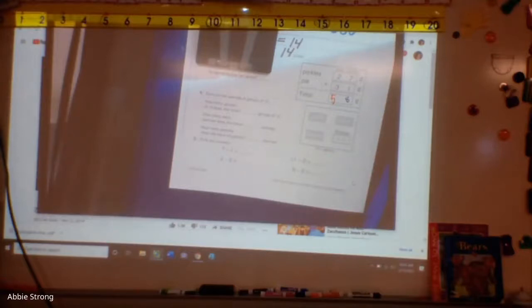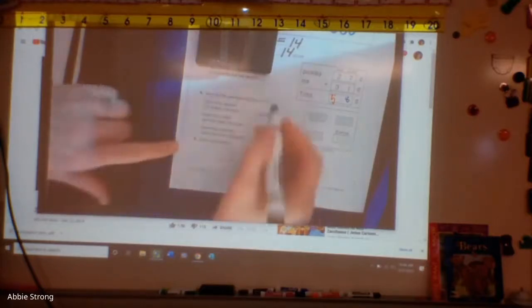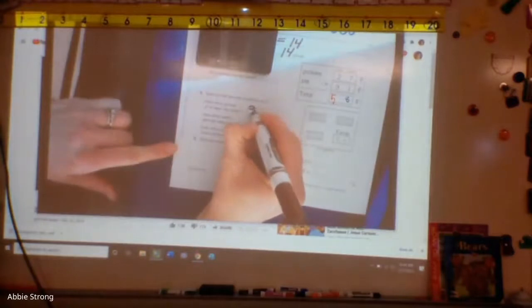All right, look at number 4. Number 4 says Sarah put her pennies in groups of 10, like we did yesterday with our paper money, our groups of 10. It says, how many groups of 10 does she have? How many of the big rectangles of 10 do you see? Peyton. 3, good. So we're going to write that here. 3 groups of 10.